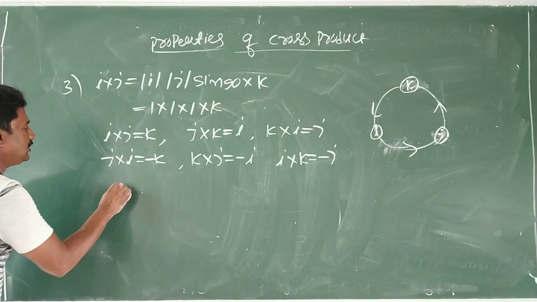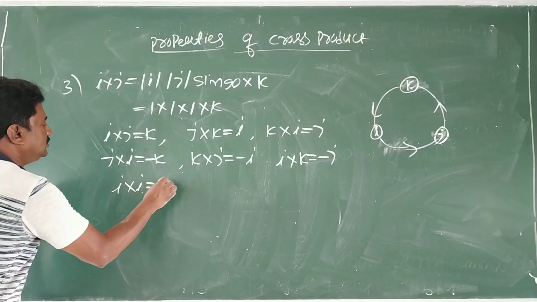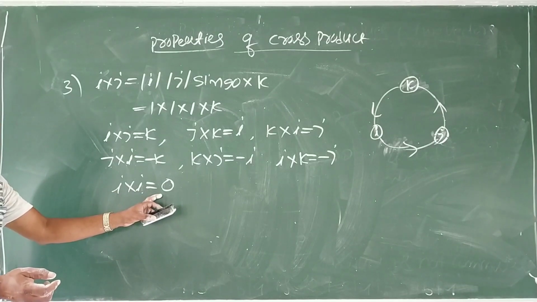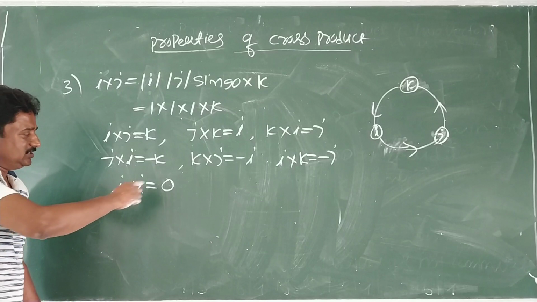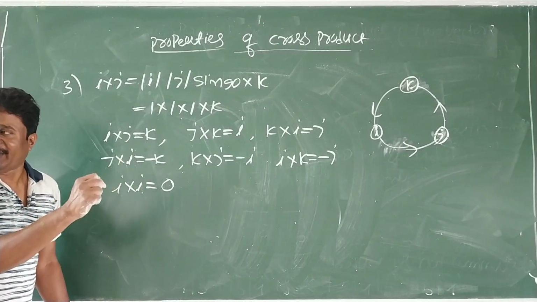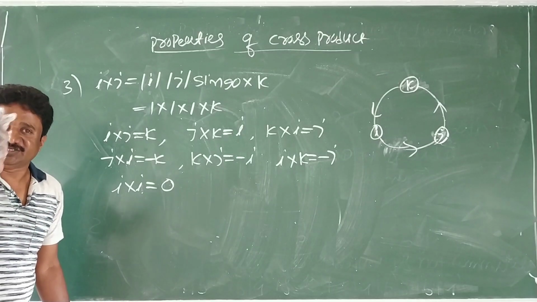Whereas I cross I is 0. How much is I cross I? 0. Why is I cross I 0? Sin 0. What is the angle between the x-axis and the x-axis? 0. Length of I into sin 0. So sin 0 is 0.